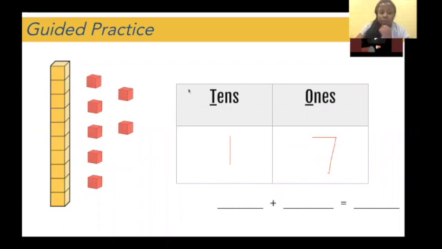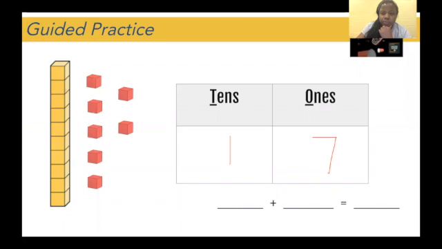All right, so we need to do an addition sentence together. So 1 ten, correct, it's going to be 10. Oops. It's going to be 10 plus 7 equals 17. Perfect. Good job. Okay. Pat yourself on the back. You did that. All right.